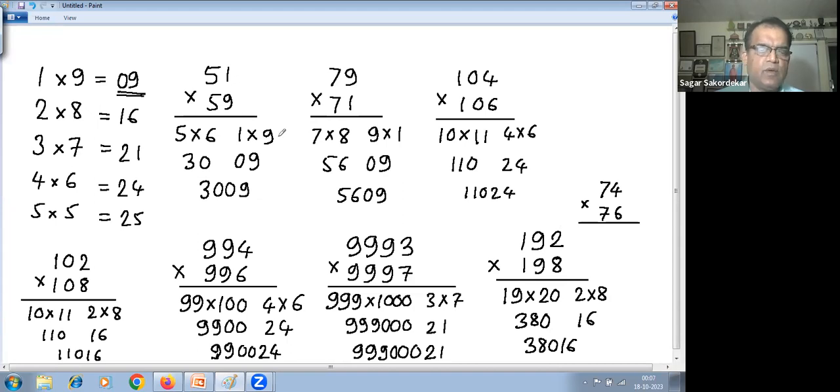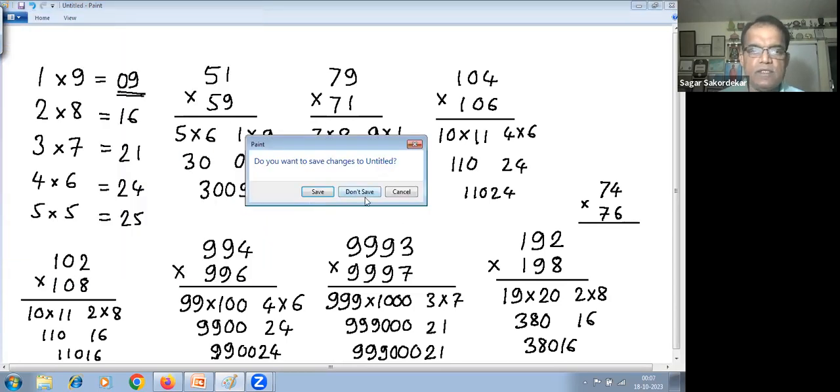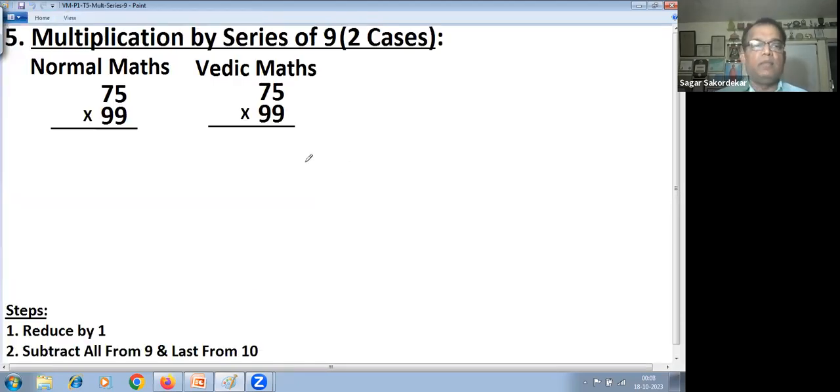Let's go to the next topic now. The fifth topic, the last topic of our first session. Fifth topic is multiplication by series of 9. There are two cases we are going to consider. So first, we'll solve one problem with normal maths and then try the same with the Vedic maths. So here one number will be all 9. Then you can use the method we are going to learn now.